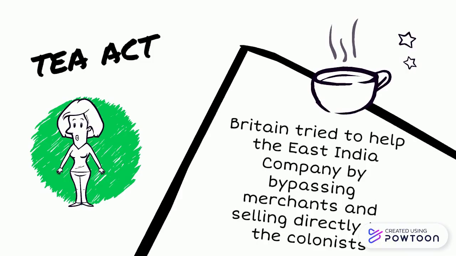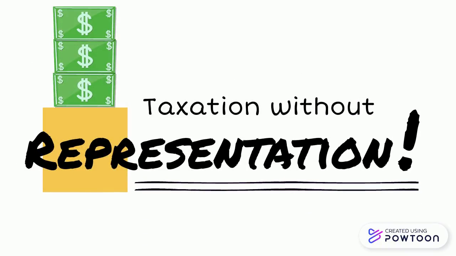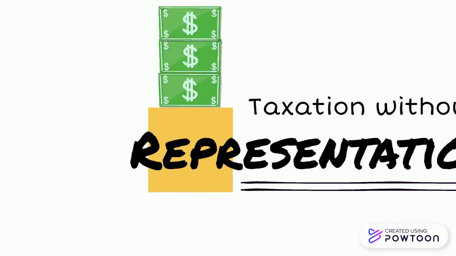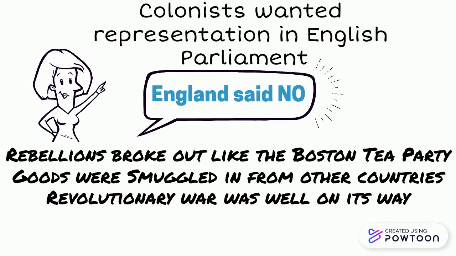All of the acts added up to one thing: taxation without representation. The colonists did not get to elect representatives in the British Parliament to help them protect the interests in the colonies. Because of this, the colonists continued to rebel.